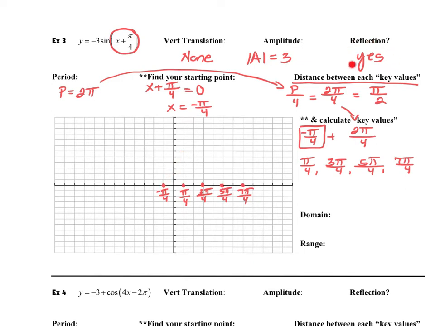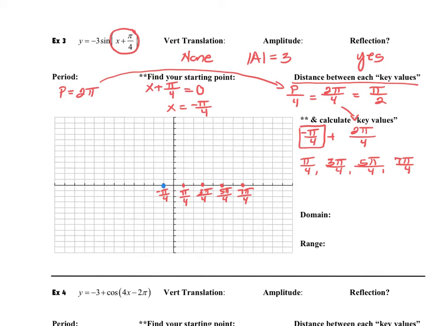But since our graph has a reflection, we're going to start on the center line and go down. Now our amplitude is 3, so we can decide whether we want each tick mark to represent 1 or whether we want to spread our graph out more. I'm just going to keep this one as each tick mark representing 1, and that's totally fine, but sometimes you might want to spread those out.